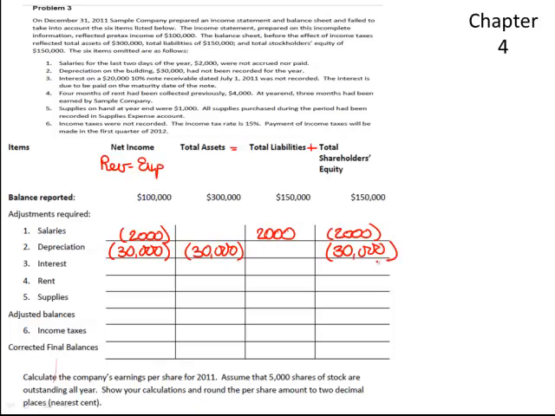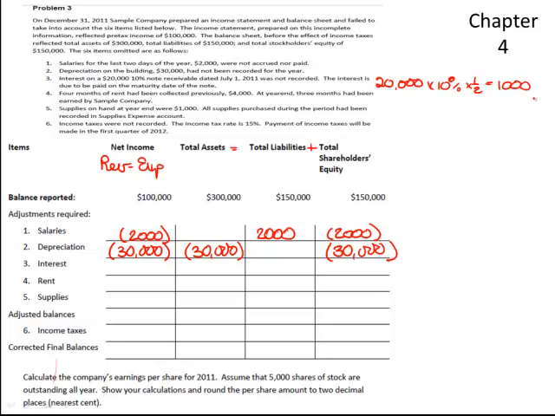Number 3, interest on a $20,000 10% note receivable dated July 1 was not recorded. The interest is due to be paid on the maturity date of the note. In other words, we're going to accrue it, but we'll pay it later. Now, the first thing we have to do is figure out how much interest. If it's a $20,000 note, 10%, dated July 1, and it is now December 31, that's half a year. So that's $1,000.